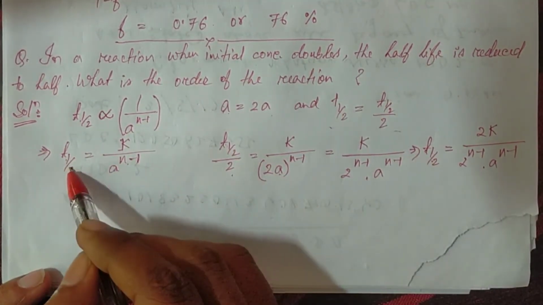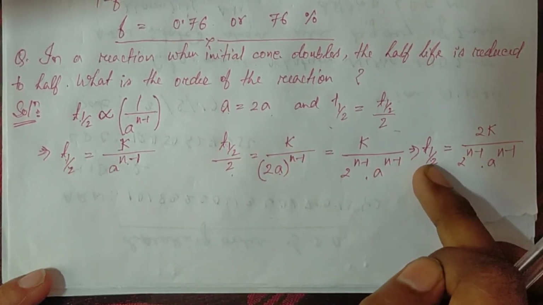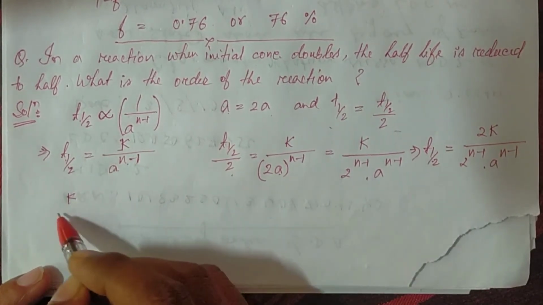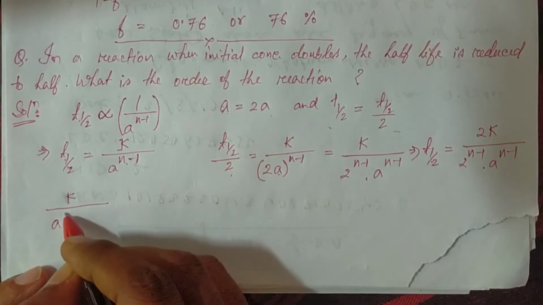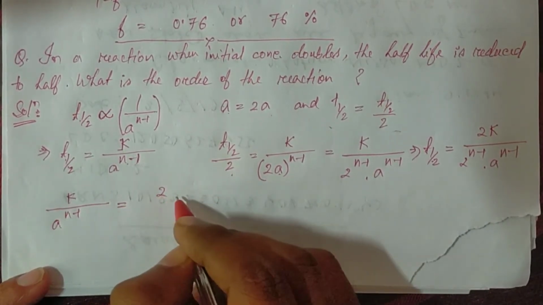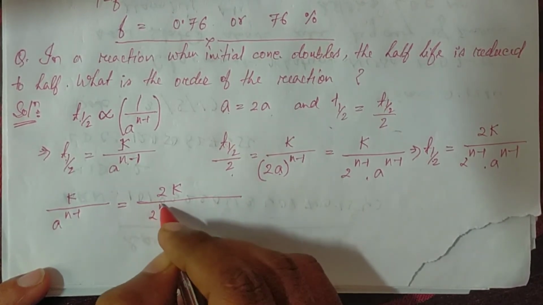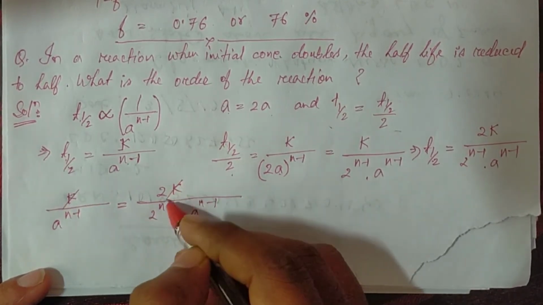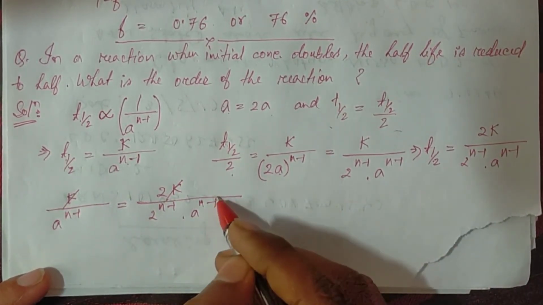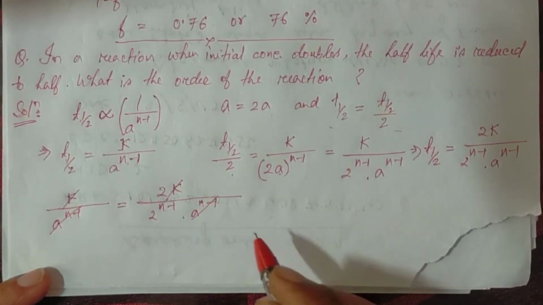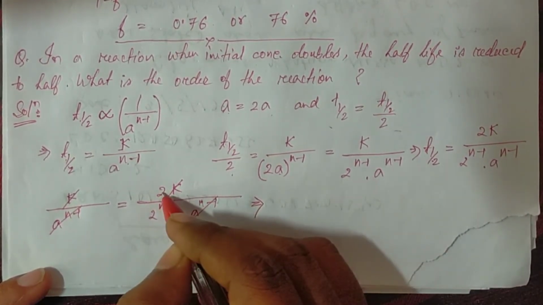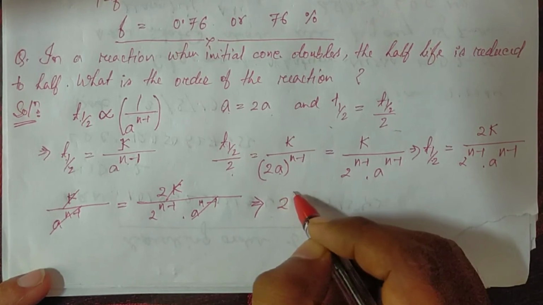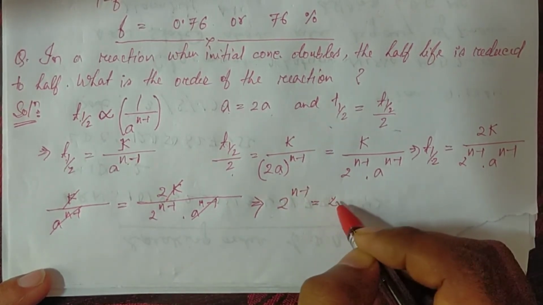Here it is t half, here it is t half. So the left hand side is same, so the right hand side will be same. So we can write k a to the power n minus 1 is equal to twice k to the power n minus 1 into a to the power n minus 1. So here k will be cut off, and a to the power n minus 1 will be cut off, and we can write 2 to the power n minus 1 here. Okay, so 2 to the power n minus 1 is equal to 2.